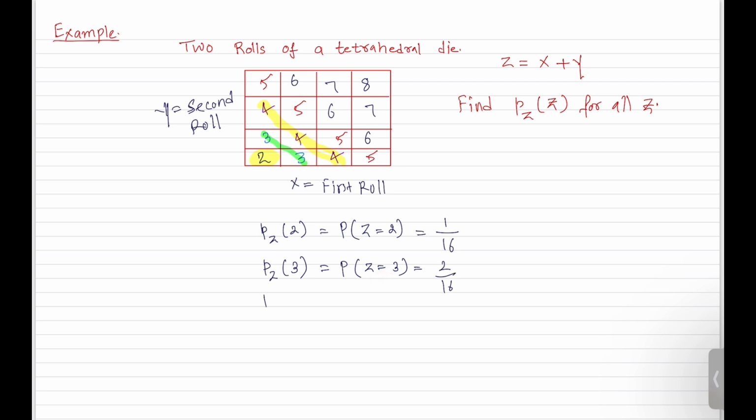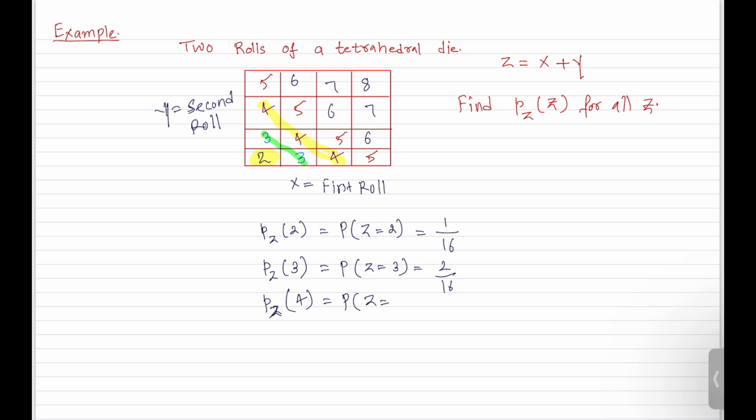Similarly, because we are finding the PMF, the probability mass function, we will have to do this for all the possible values of z, all the possible values that a random variable can take. We have to find the probabilities of all the possible values that a random variable can take. So we want to find the probability that random variable z can take the value 4.